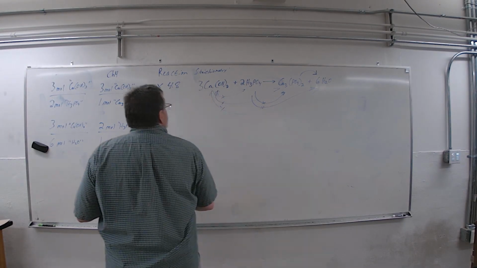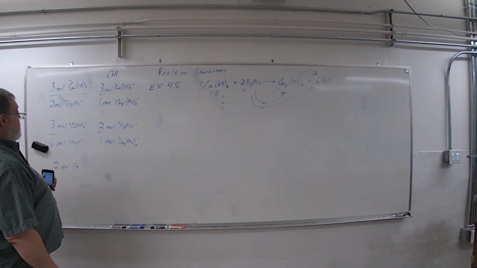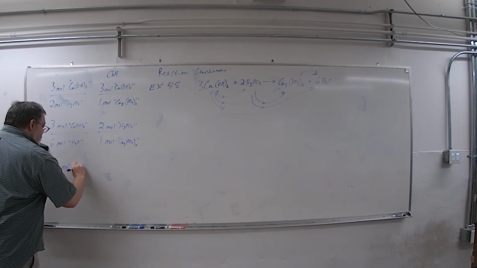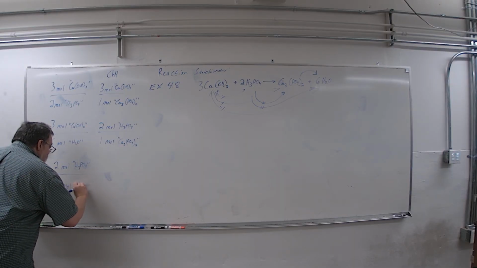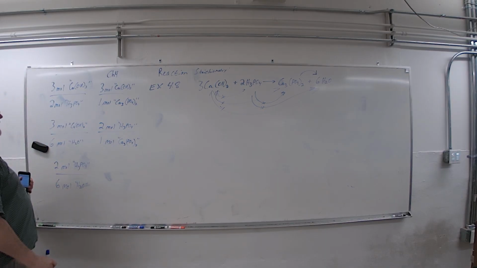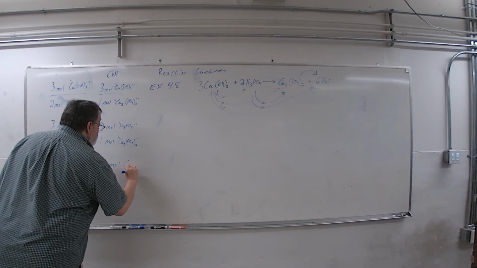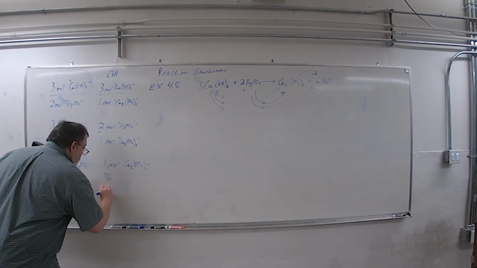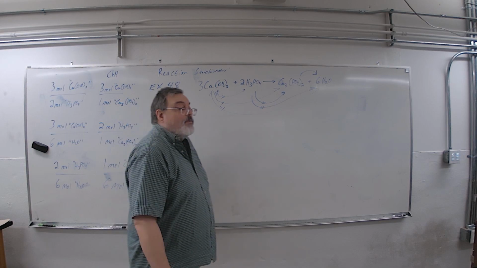Now this one, 2 moles C. 2 moles Ca HPO4 to 6 H2O. And one more, the last: 1 mole of Ca3 to 6 moles of H2O. There's all 6 relationships. That was very tedious to write.